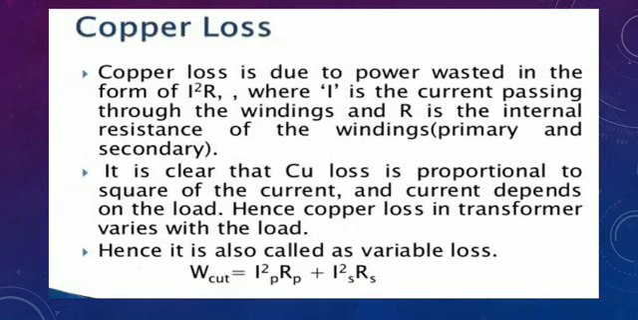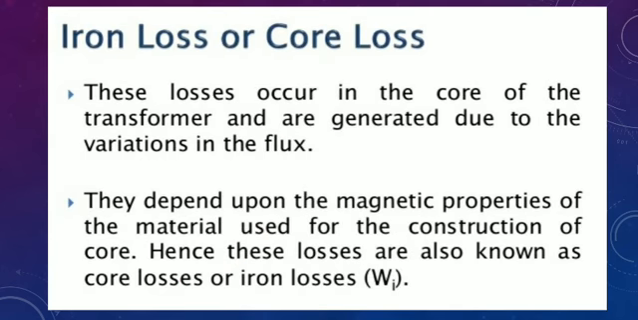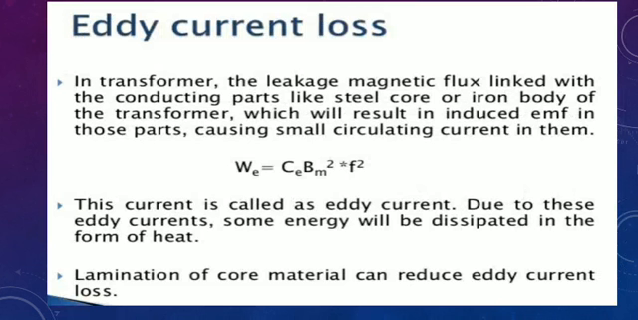W is the total loss, and this is the iron loss. Next, eddy current loss.